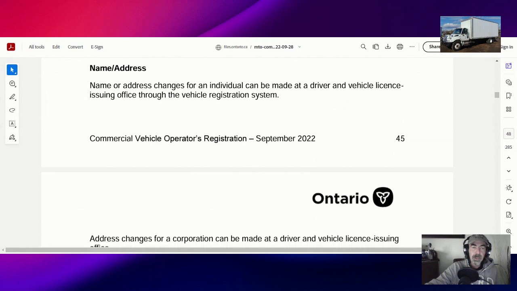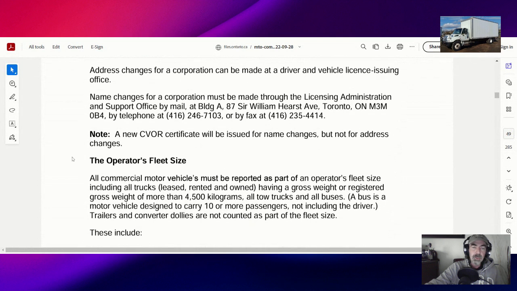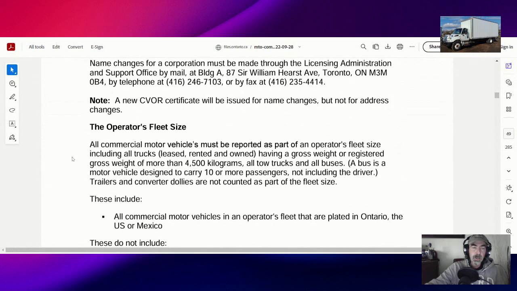Name, address. Name or address changes for an individual can be made at a driver and vehicle licensing issuing office through the vehicle registration system. Address changes for a corporation can be made at a driver and vehicle license issuing office. Name changes for a corporation must be made through the Licensing Administration and Support Office by mail at Building A, 87 Sir William Hurst Avenue, Toronto, Ontario. Note, a new CVOR certificate will be issued for name changes but not for address changes.